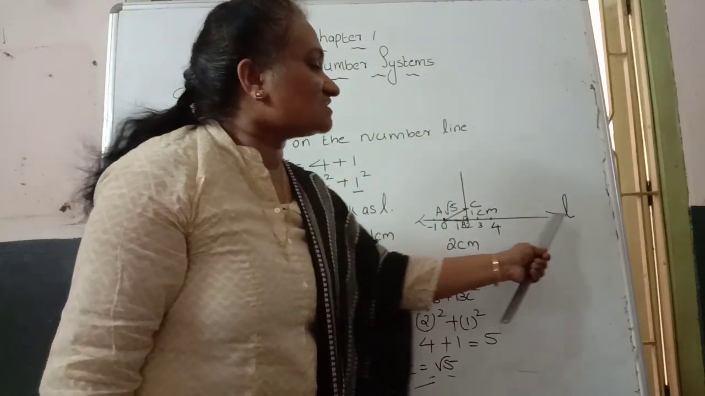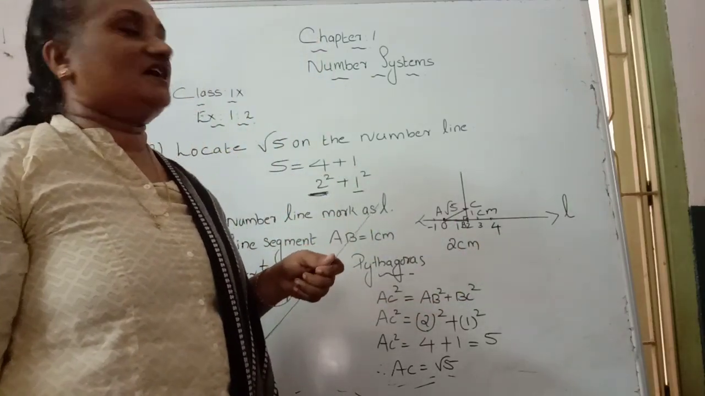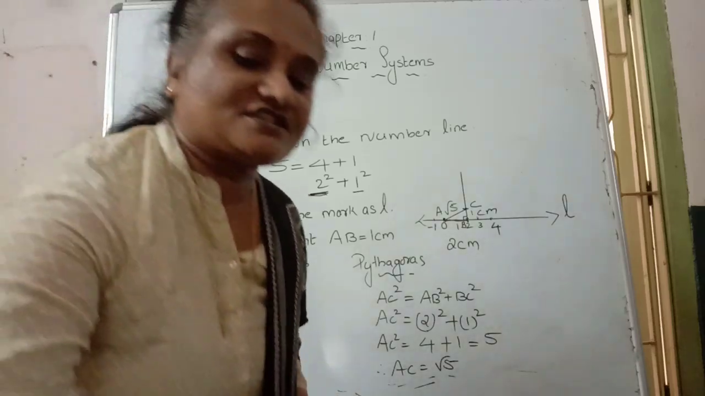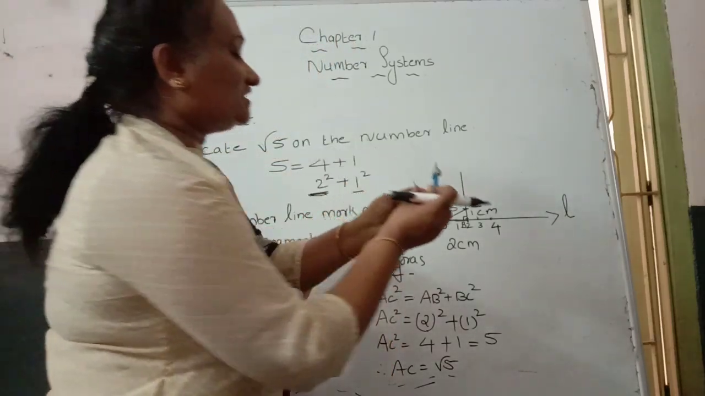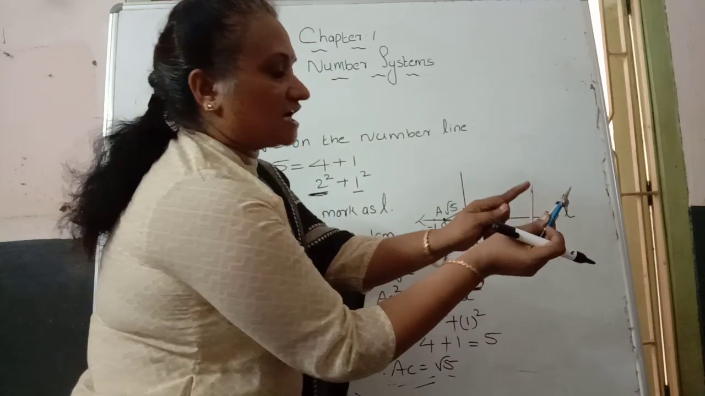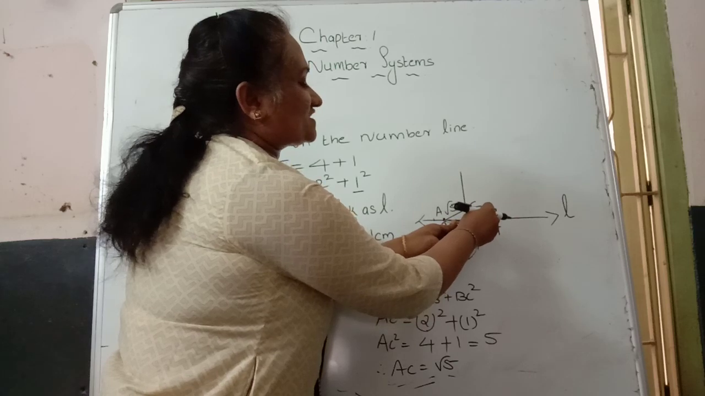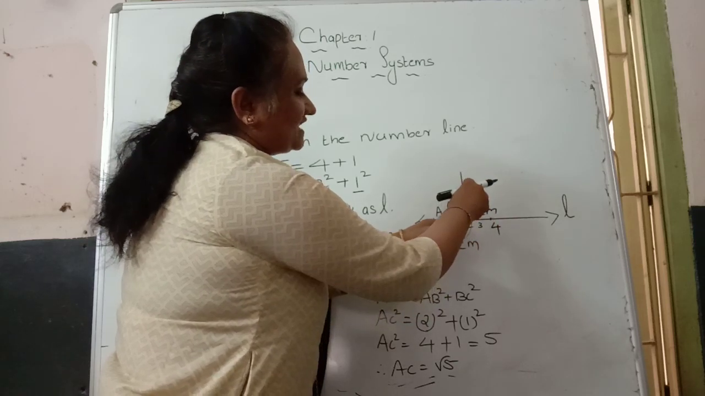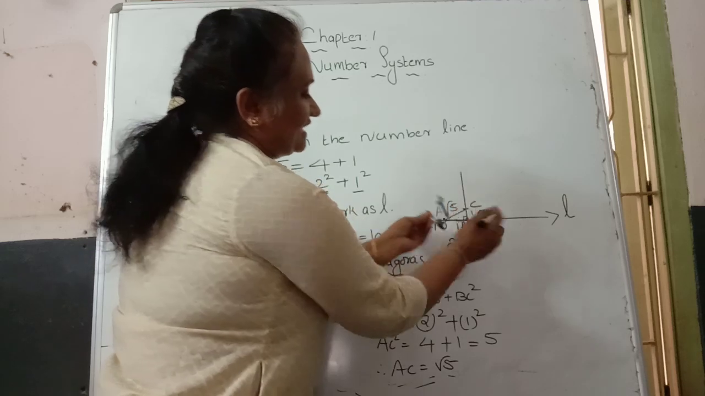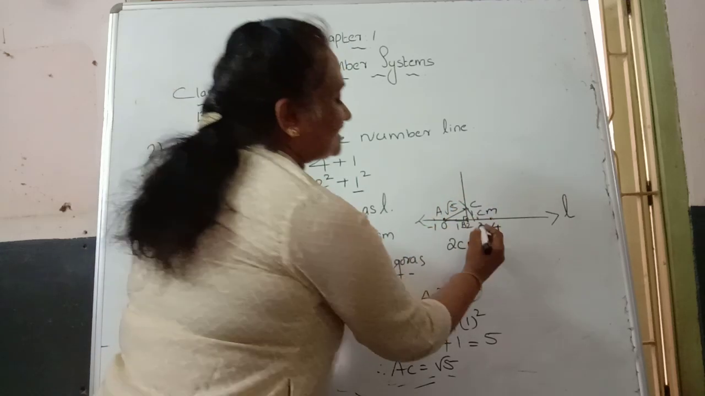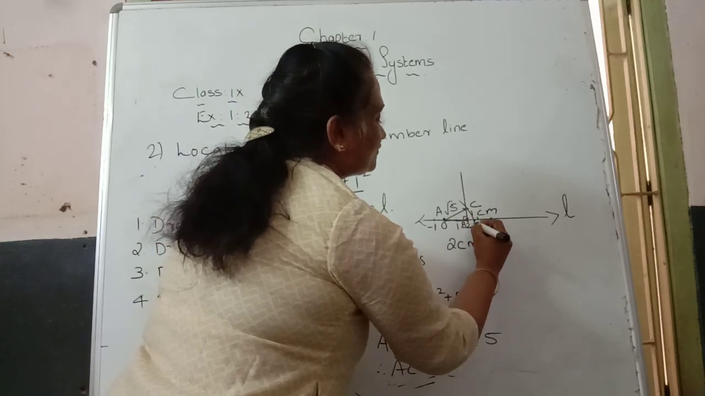On the number line means our number line L. We want it on the number line. So how do we construct that? Draw an arc. How to draw the arc? Keep the sharp end of the compass on A, with A as center and the A to C distance, draw an arc through C like this. Here see that the arc cuts our line L. There you mark the letter P.